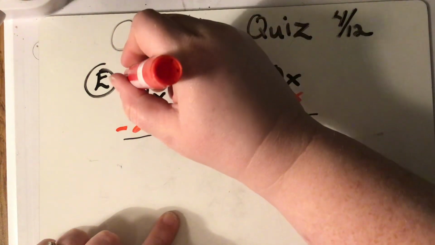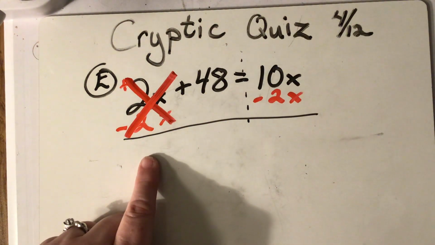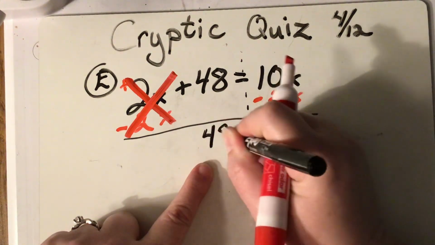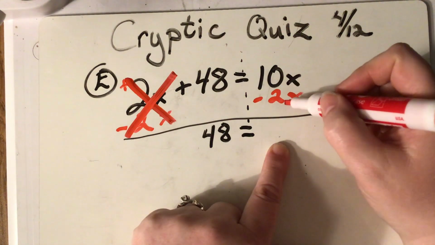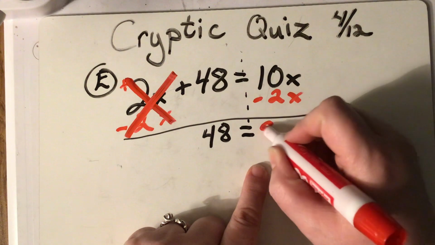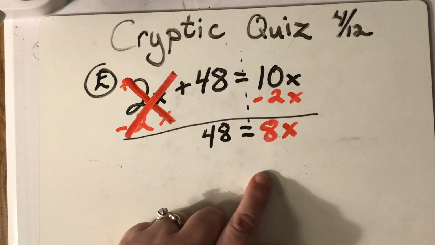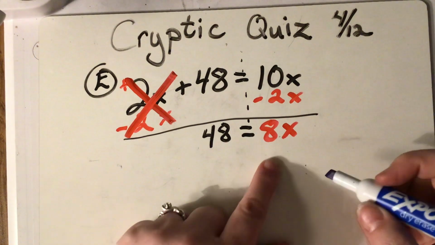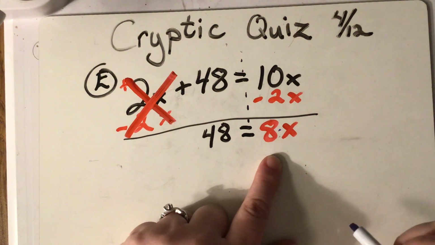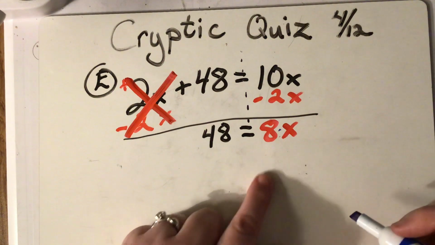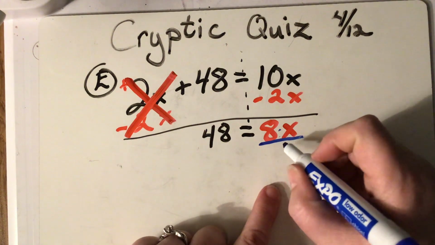What does that leave us with? These guys get crossed out. They're gone. So now that's leaving me with my 48 and my equal sign. And over here, 10 minus 2 is 8. And then I have my x's. All right, now what do I do? You remember what operation this is? There's a little tiny dot. You just can't see it. It's multiplication. The opposite of multiplication is division. So we're going to divide by whatever this number is. And it's an 8.